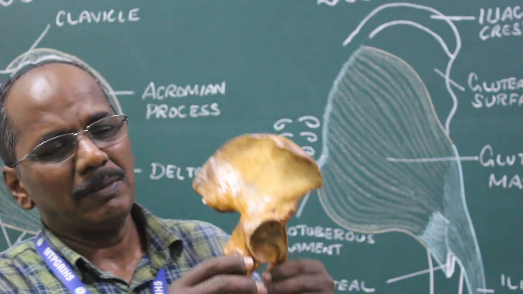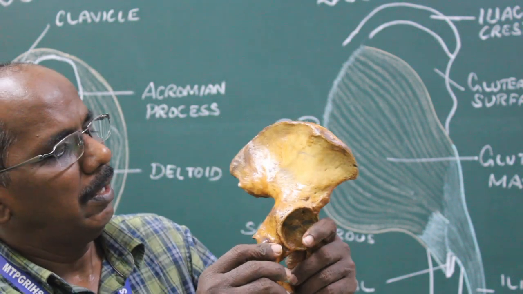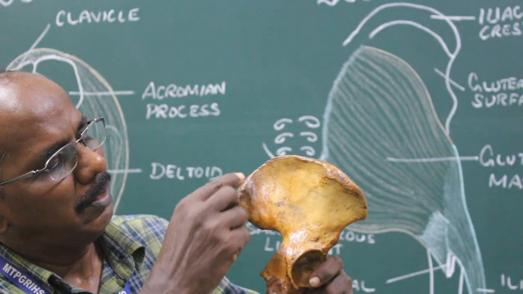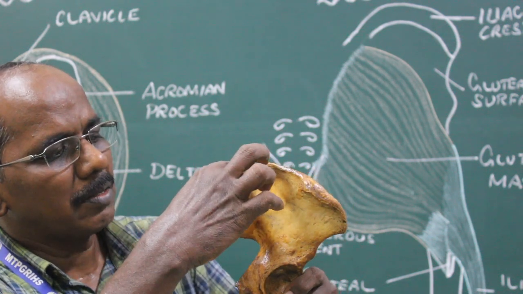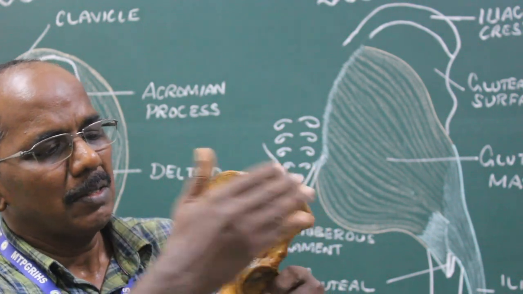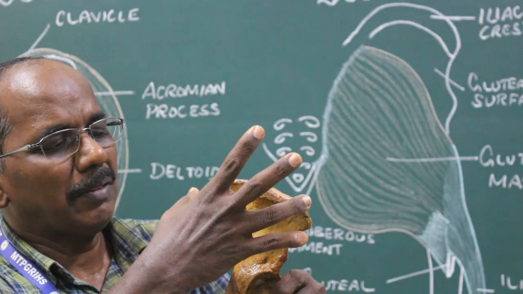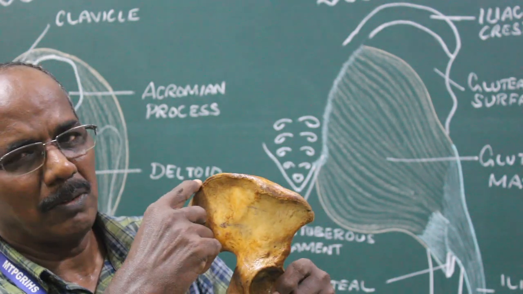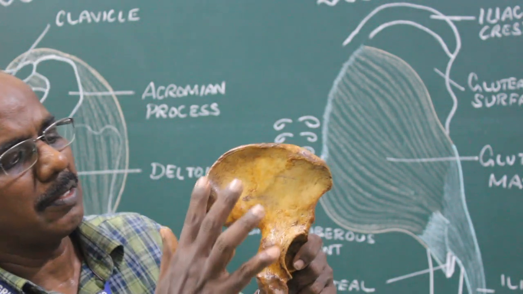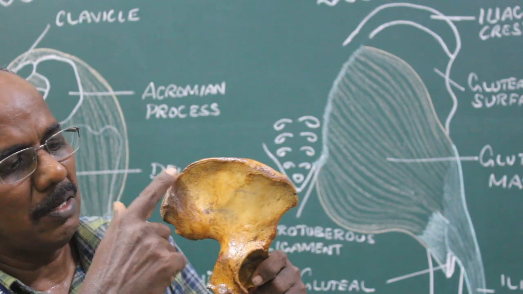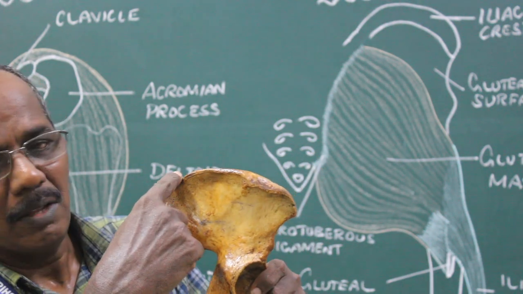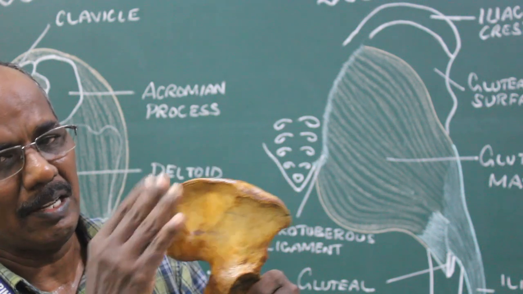Gluteus Maximus. Origin. It arises from the outer sloping surface of dorsal 1/3 of iliac crest. So this is the iliac crest, this is ventral 2/3, this is dorsal 1/3. In the dorsal 1/3, this is outer sloping surface, this is inner sloping surface. So first origin, outer sloping surface of dorsal 1/3 of iliac crest.